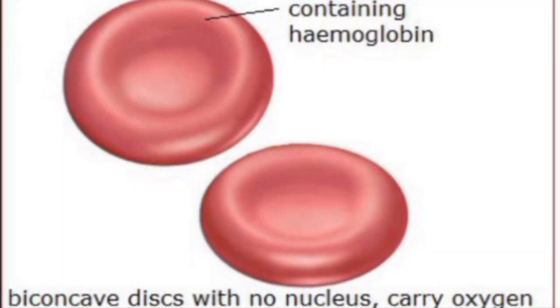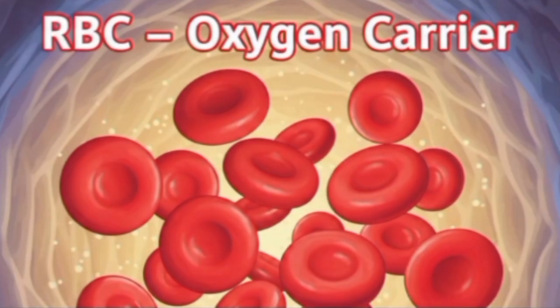Here you can see the diagram of red blood cells. Red blood cells contain hemoglobin. Their shape is a biconcave disc. They have no nucleus and their function is they carry oxygen. So we can say that RBCs or red blood cells are the oxygen carriers of the body.